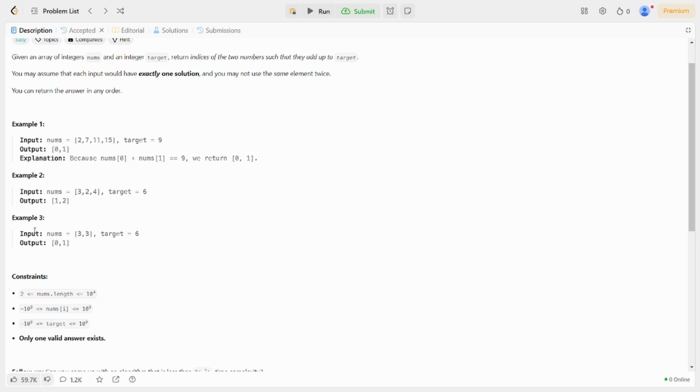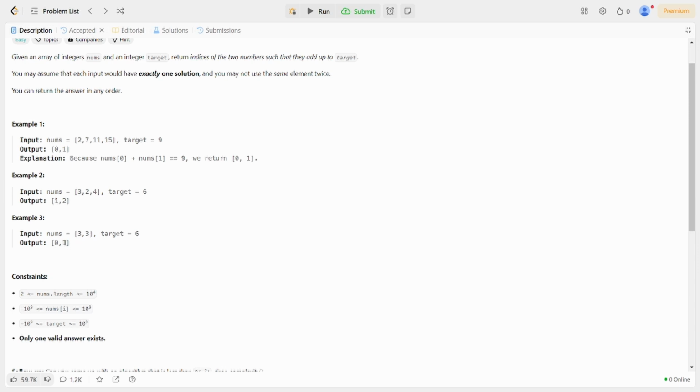Then we have the third example with a repeated element 3, 3, and the target is 6. We could consider 3 at cell 0 and 3 again at cell 0, which, this element twice repeated, would add up to 6, but we know from here that we cannot use the same element twice, so 0, 0 or 1, 1 is not valid. We can only add up these two elements together, which respectively have index 0 and index 1.